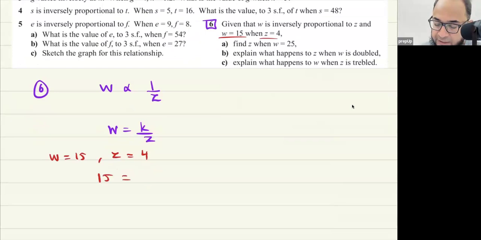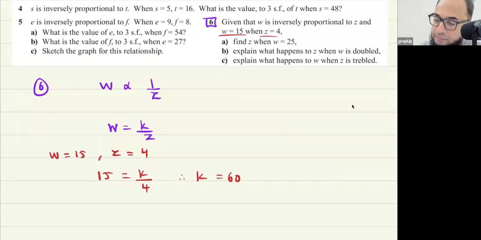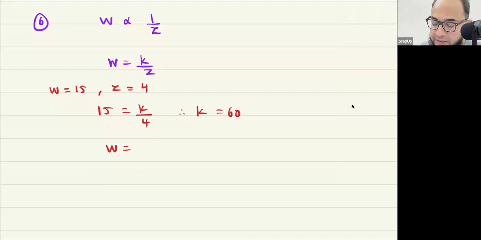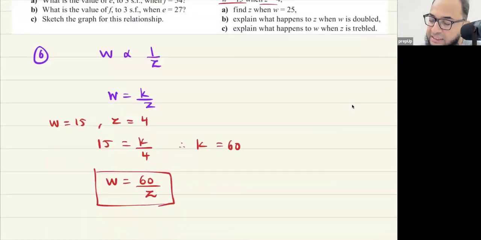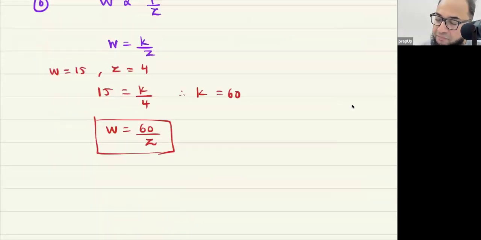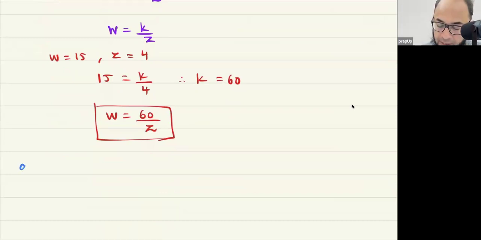Therefore, 15 is equal to K over 4. Therefore, K comes out to be 60. Therefore, the equation is W equals 60 over Z. This is the equation that we have. Now it says find Z when W is 25, part A.